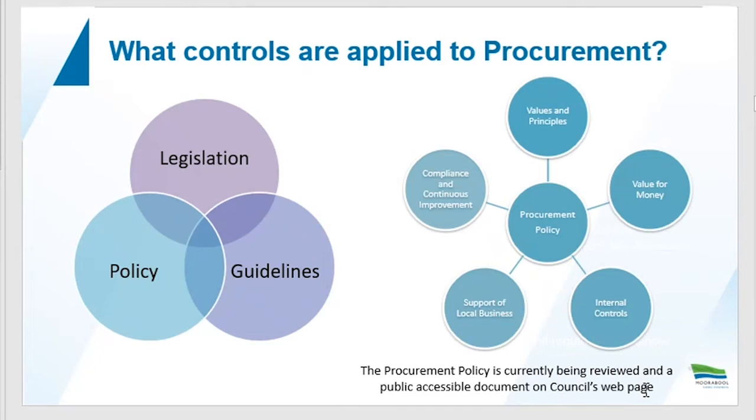So the controls that we apply to procurement, there's obviously a number of tiers that we have. The overarching is our legislative framework, then our policy and underlying guidelines. When we look at all three of those frameworks together, we result in a document and a documented process for all officers to follow, which outlines our values and principles, our value for money processes, our internal controls, how we support our local business, and ensuring that we comply with all of those frameworks and focus on a continuous improvement model.